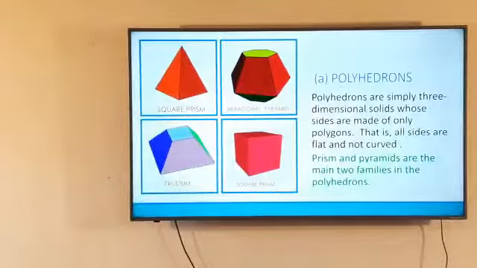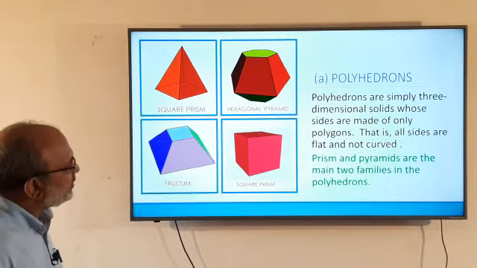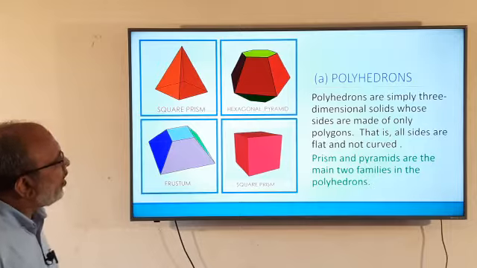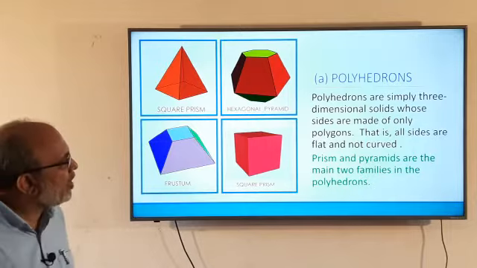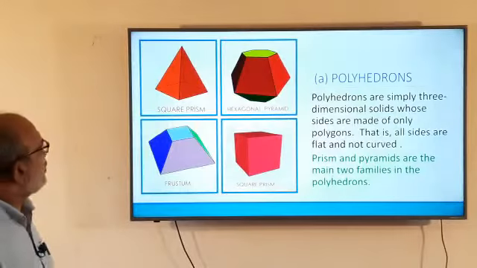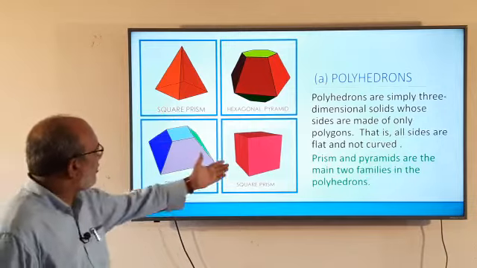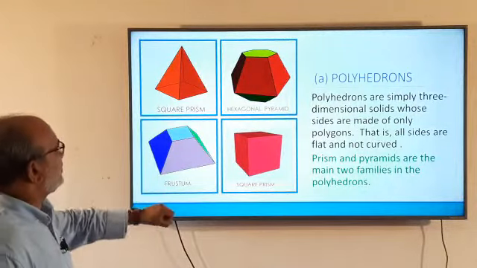Okay. Here you see, polyhedrons are simply three-dimensional solids whose sides are made of only polygons. That is, all sides are flat and not curved. So, square prism, hexagonal prism, a square prism is here, and a frustum, all these have polygons.